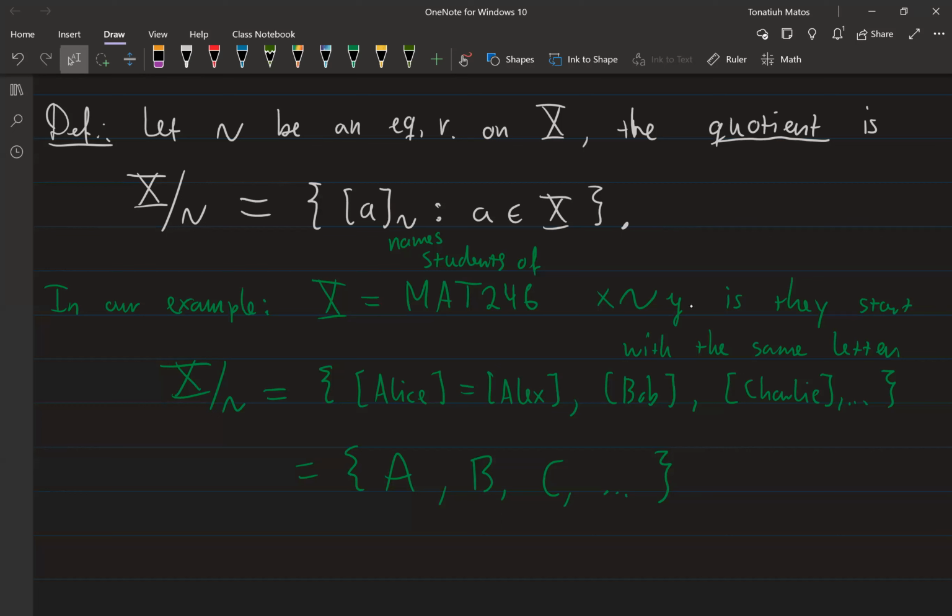And there is an exercise in the first problem set that tells you that if you have a function that is, I believe, surjective, then the fibers or the inverse images of that function form a partition or an equivalence relation. In our example, this function could be, for every student, the function takes the student as input and outputs the first letter of the name, right? That would be the example in this case.